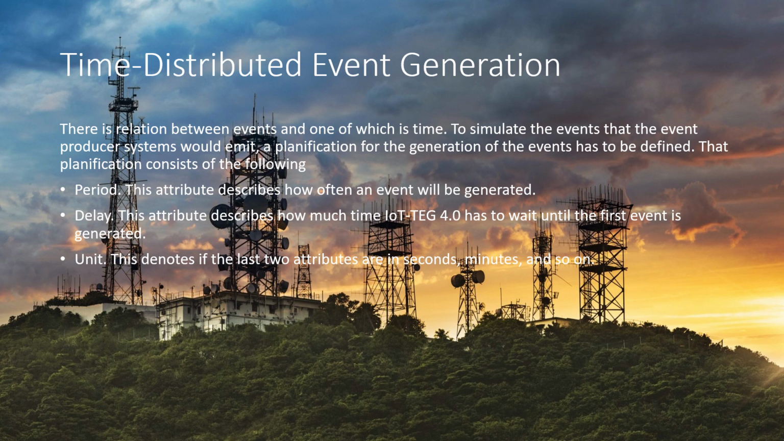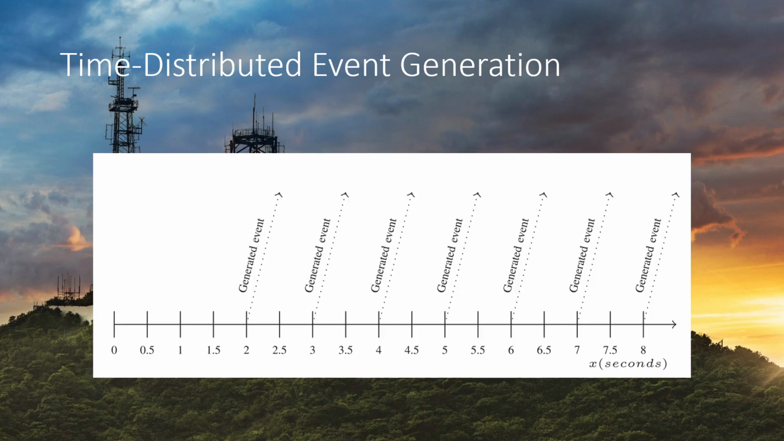Period: this attribute describes how often an event will be generated. Delay: this attribute describes how much time IoT-TEG 4.0 has to wait until the first event is generated. And the last one is unit. This denotes if the last two attributes are in seconds, minutes, and so on. So this is the picture of how generated events work. For every second, there is some event that is generated based on the time distribution.